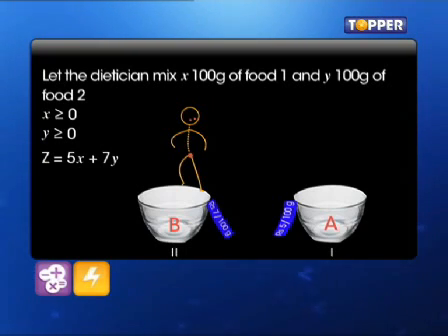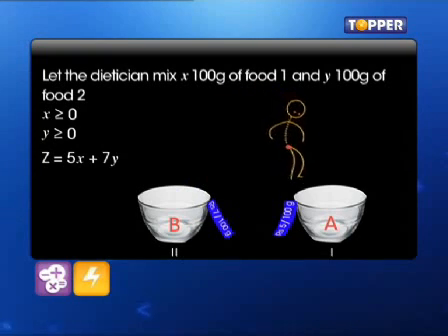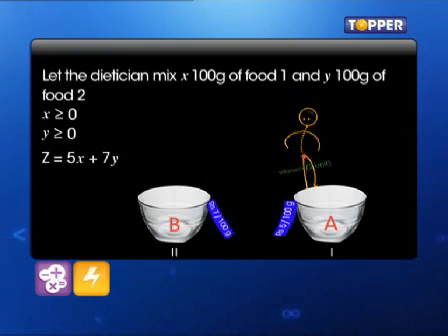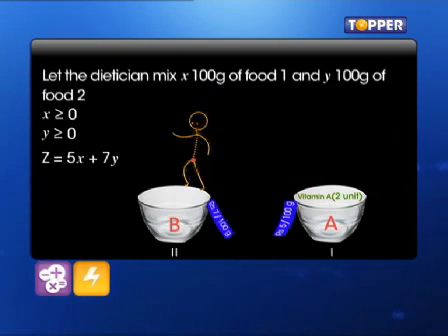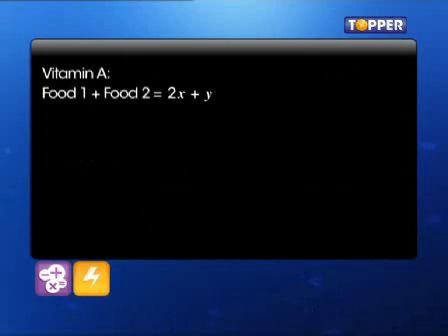Now 100 grams of food supplement 1 contains 2 units of vitamin A. Therefore, x times 100 grams of supplement 1 contains 2x units of vitamin A. Similarly, y times 100 grams of supplement 2 contains y units of vitamin A. So in the mixture, you will get 2x plus y units of vitamin A.